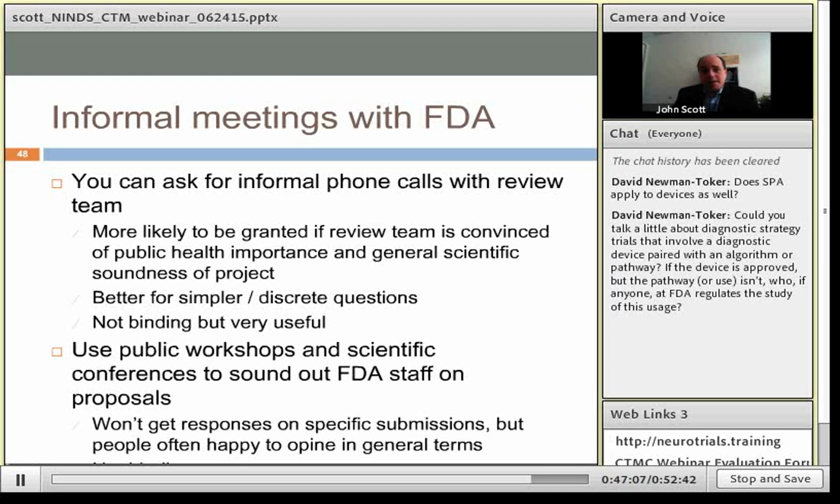Informal meetings are also often possible. This really depends on the review division you're working with. Some do not grant informal meetings. Some grant them fairly regularly. And in all cases, it's more likely to be granted if the review team feels that the research is important and well conceived. And also, don't harass.